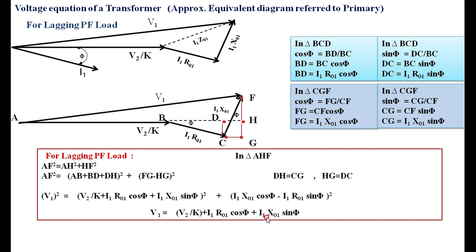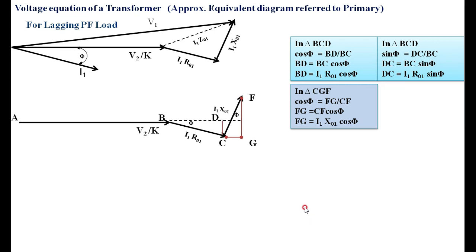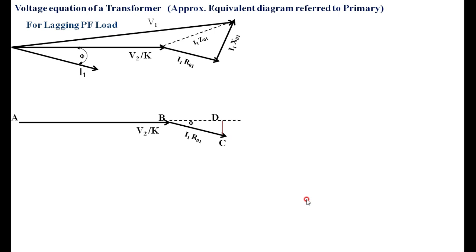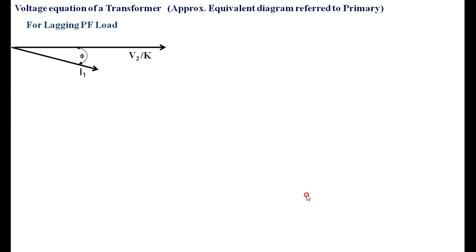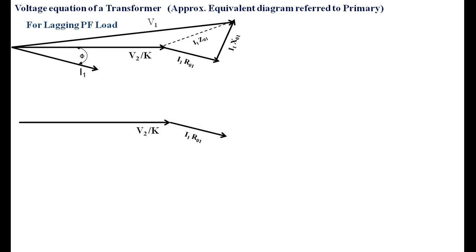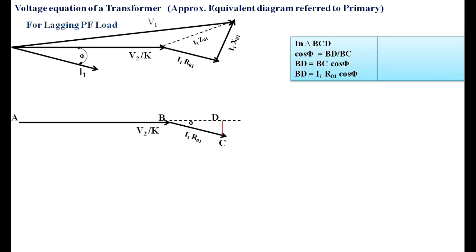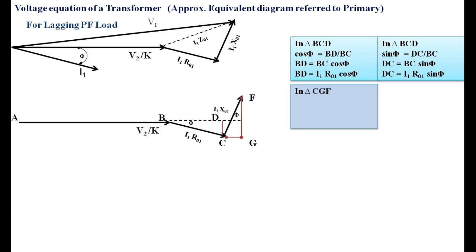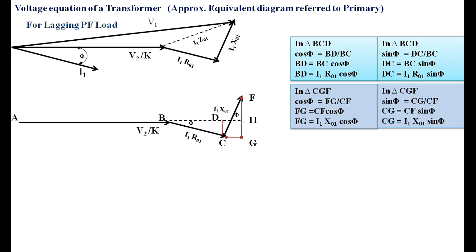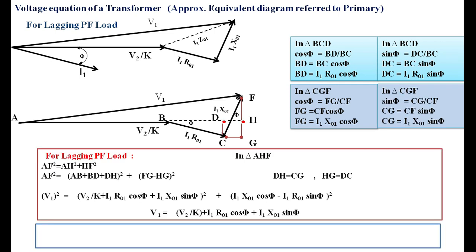You have to add algebraically here because you resolved and used the Pythagoras theorem to find this voltage. Otherwise, you can make use of the previous one. There is no necessity of deriving this particular equation. You can take it directly in the polar form that we have discussed in the last class.